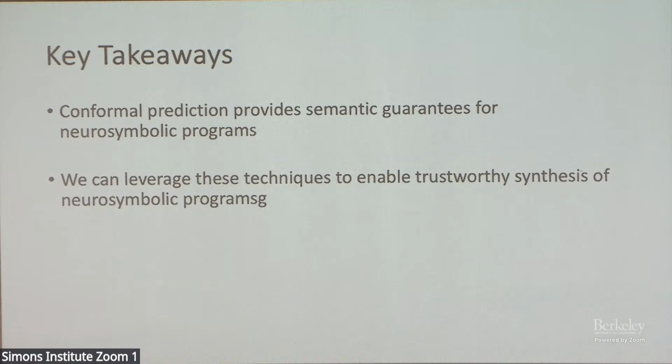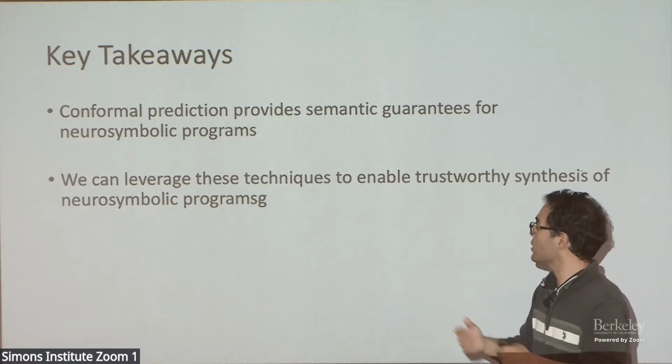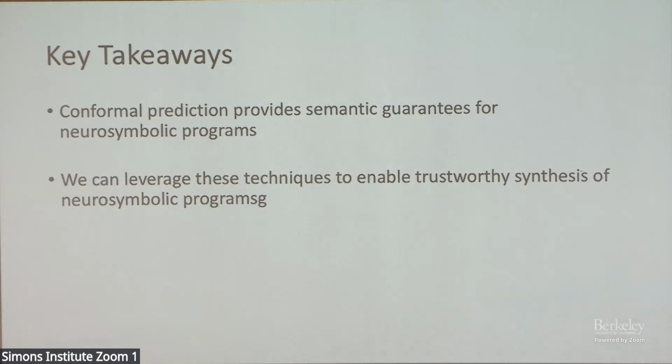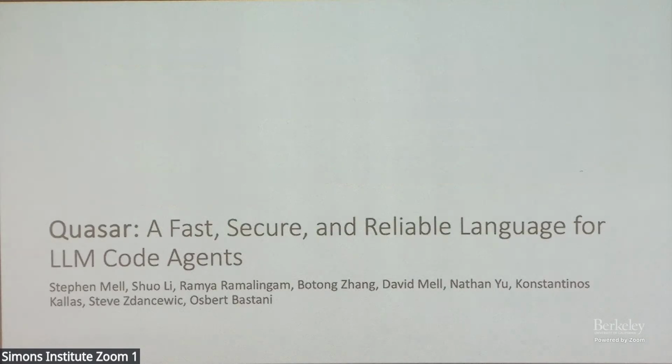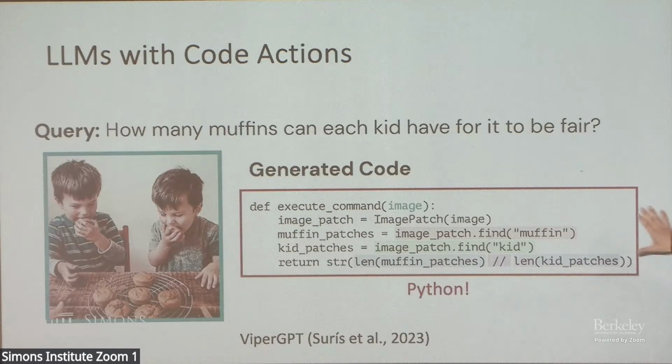So yeah, that's just to summarize. We showed that conformal prediction lets you get these semantic guarantees for neurosymbolic programs, which we can then leverage to solve the synthesis problem. I didn't get to talk about this last piece, but it is something I'm really excited about. If you're interested in how we can build better programming languages for LLMs, I'd be happy to talk to you about it offline.